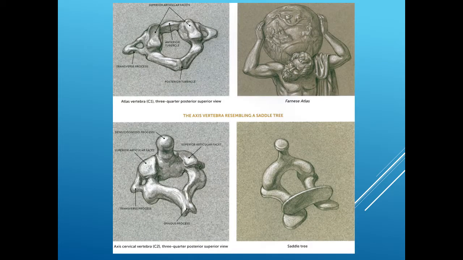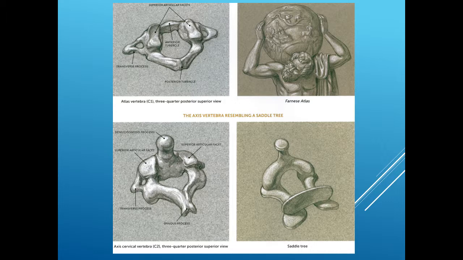Now, as artists, we want to take a look at how do these bones, what can we relate them to that will help me in my drawing? So here we can see the atlas vertebra, that is called C1. Here's a 3/4 view of it, posterior superior view. And it's very similar to Atlas holding the world on his shoulders. And so we can see the angle there of this particular bone and the angle of the arms of Atlas as he holds up the world.